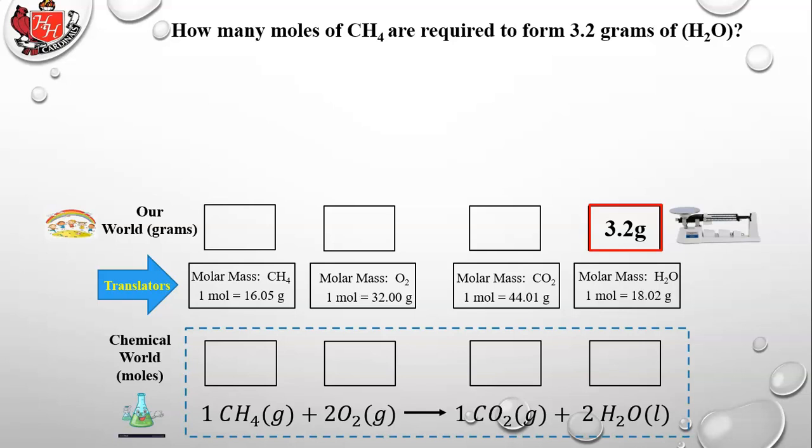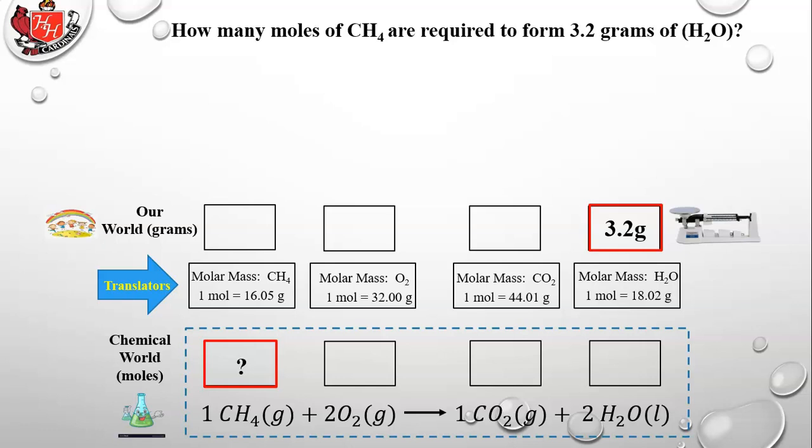Now what we're trying to find is moles of CH4. So we're going to put a question mark down there in the lower left. It's in the moles row. That's the chemical world. That's in moles. And it's above CH4. So we need to find a path to go from 3.2 to CH4. Well, the way you need to do this is you need to go down into the chemical equation because that's where we know our relationship between H2O and CH4. There's 1 mole of CH4 for every, we're going to get 2 moles of H2O for every 1 mole of CH4.